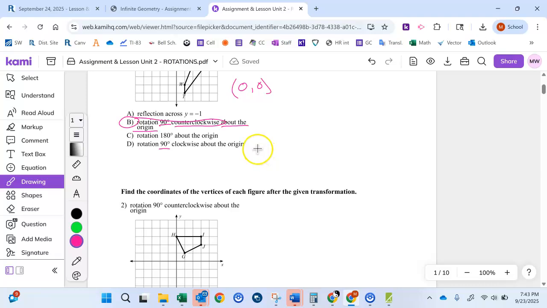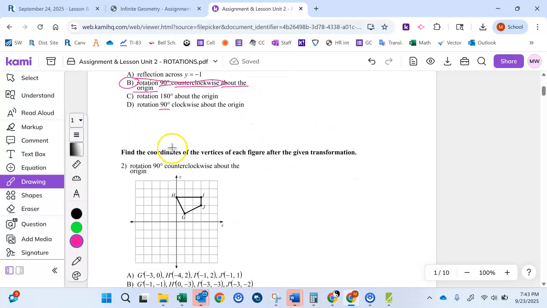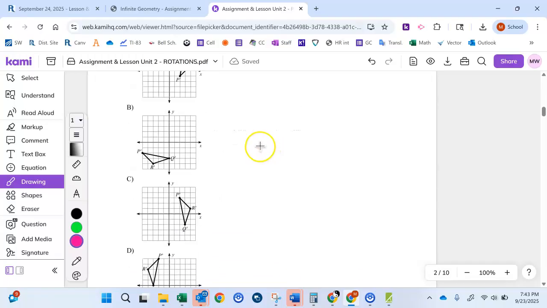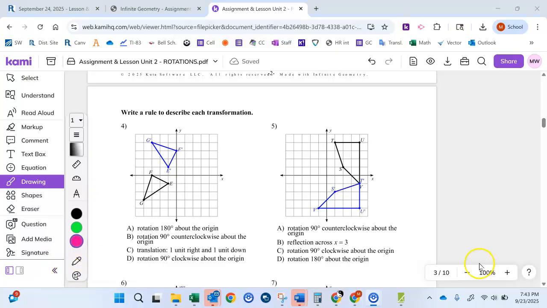So now what I want you guys to do is go to another one where we're going to write the rule. So that's a different problem. So the first one, maybe try number 4 just to make sure you understand it. And then maybe pause the video, try it out, and then see what you think. And then come back and I'll go over the solution.